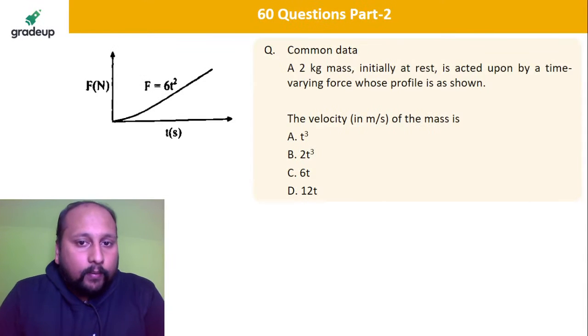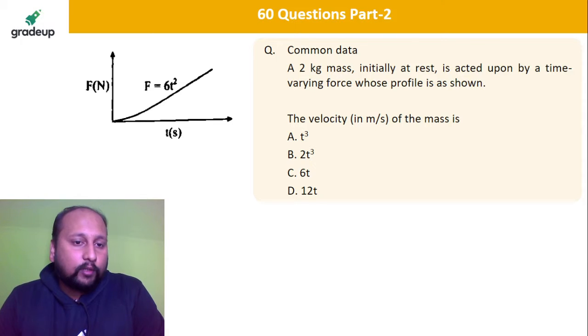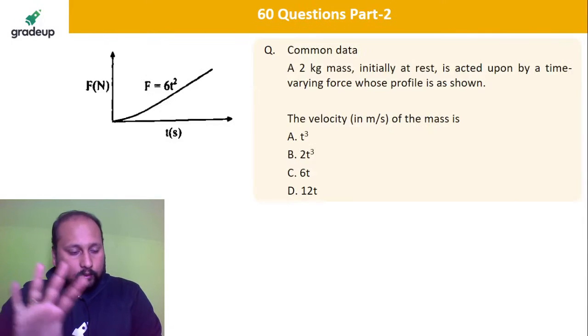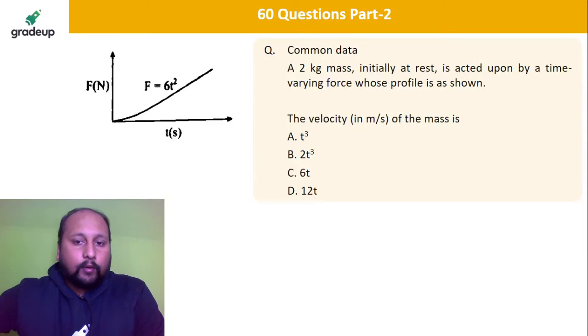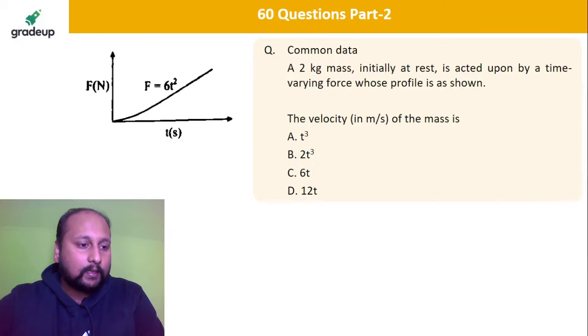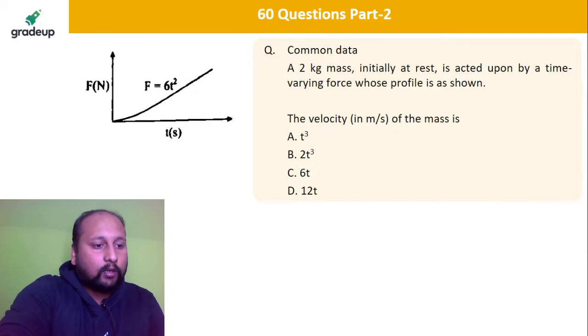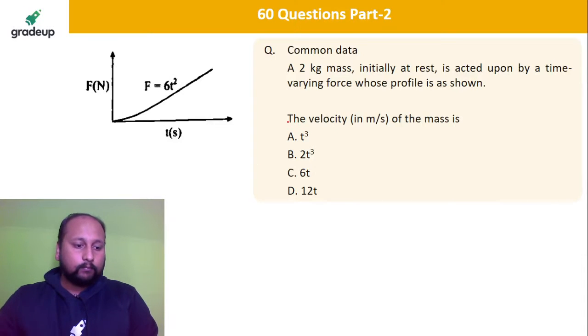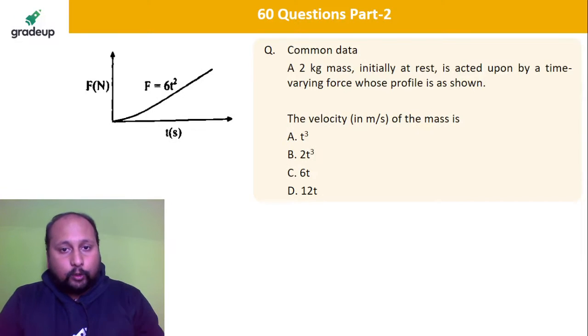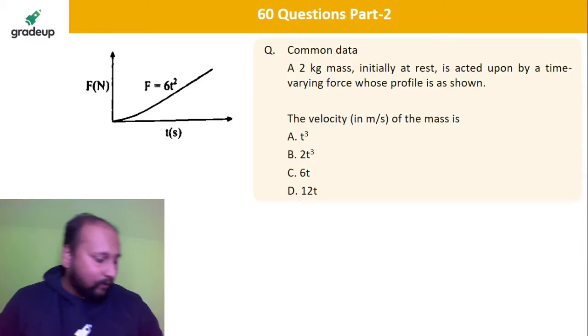It's a common data problem. We are having a curve, force is equal to 6t square, and there's a curve between force and time. Okay, there are two questions which are linked with this. For both the questions, I have given you statements, so not to worry. You have to calculate what is the velocity of the mass. That means what is the relation of the velocity of the mass? Quickly, quick response. Very easy problem. And these types of questions they're asking are very easy ones.